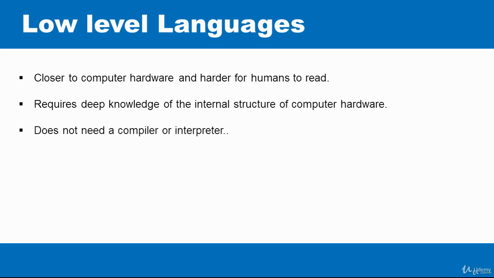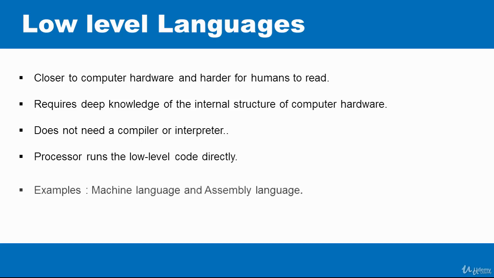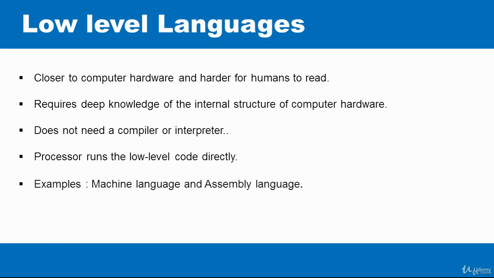With low-level languages, you don't need to convert it into zeros and ones for the computer to understand it, because it's so close to the computer hardware. The computer already understands the instructions written in a low-level language. So any code or computer instructions that you write in low-level languages are processed by the computer processor directly. So you don't need to translate them or compile them for the computer to understand. The computer already understands them because they're so close to the hardware. Typical examples of low-level languages are machine language and assembly language.